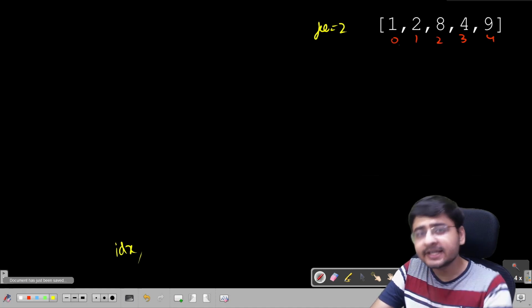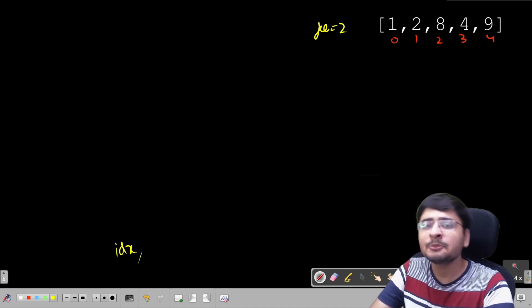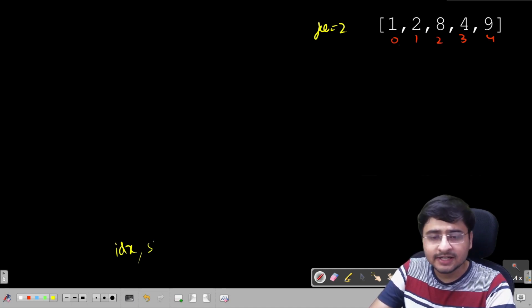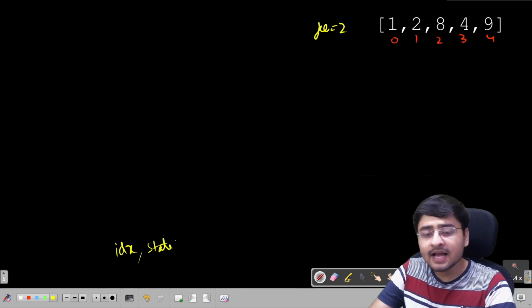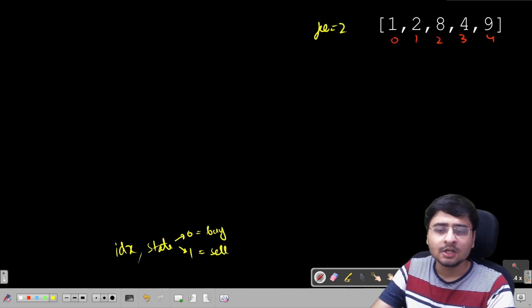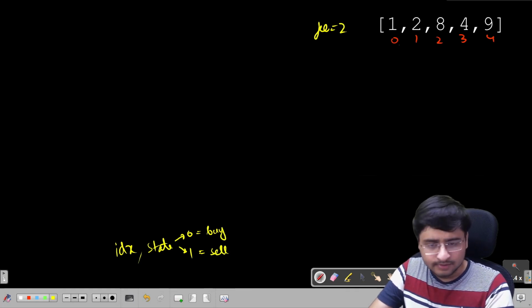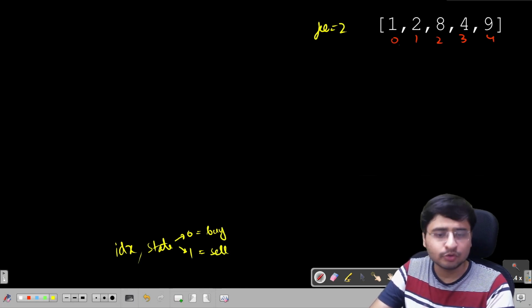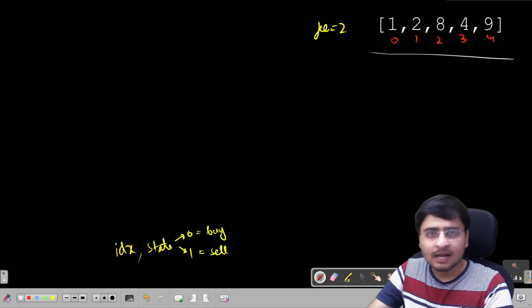And the second parameter will be which state I'm currently in. Now state can either be 0 or 1. 0 means we are in a buy state and 1 means that we are in a sell state. Correct. So these are the two parameters which I'm going to take, index and the state which I'm currently in, right? And this is the array I'm having.